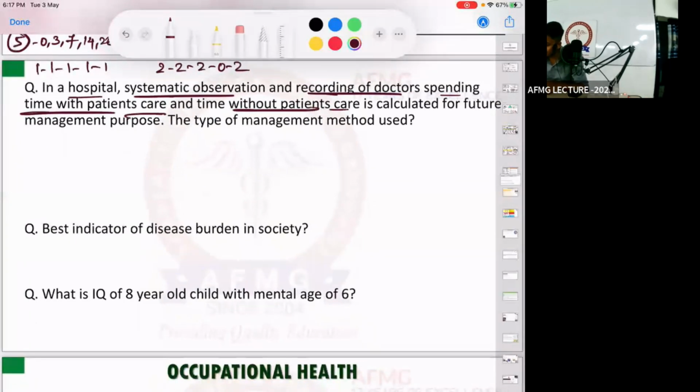Without patient care is calculated for future management purpose. The type of management method used is, this was a question from August. So this is known as work sampling.